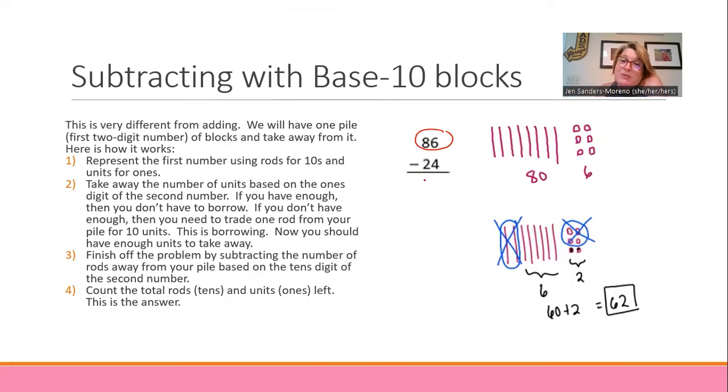Now for the subtraction, what we're doing is we're going to take away from this pile. Imagine this is our desk, and we're asking students, I'd like you to take away 24. So they're going to go, okay, I need to take away 2 sticks and 4 blocks. If this is their desk, they're just going to take these away. So what they'll see is that I have 6 sticks and 2 cubes left, for 62.